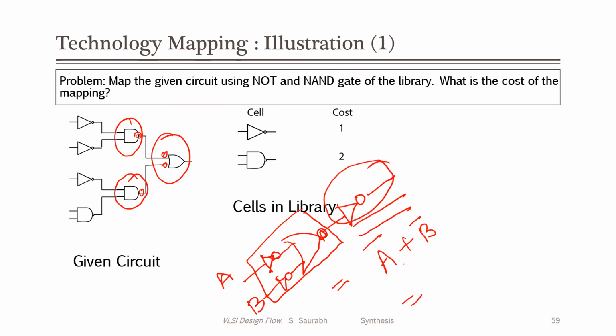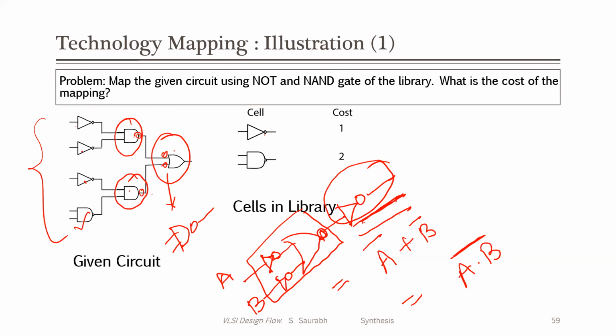Now, what is this? It is A bar. By De Morgan's law, we can say that A bar plus B bar whole bar is nothing but A dot B. So again, this thing is nothing but a NAND gate, right? If we want to map this circuit to inverters and NAND gates, this will map to an inverter, this to an inverter, this to an inverter, these two will be mapped to NAND gates, and this is again nothing but a NAND gate, right?